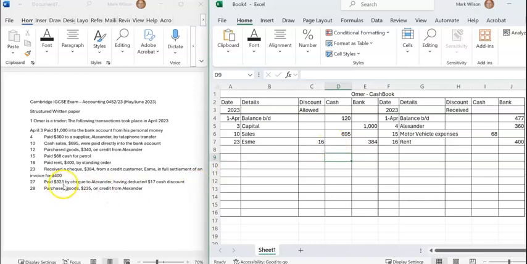On the 27th, we paid a check to Alexander. So payment is money going out, so it's on the credit side, and it's going to come out of the bank. Paid $323, so that's the amount we paid with a $17 discount. And the last part, we purchased goods on credit. Again, it's on credit, so it's going to have nothing to do with this cash book here.